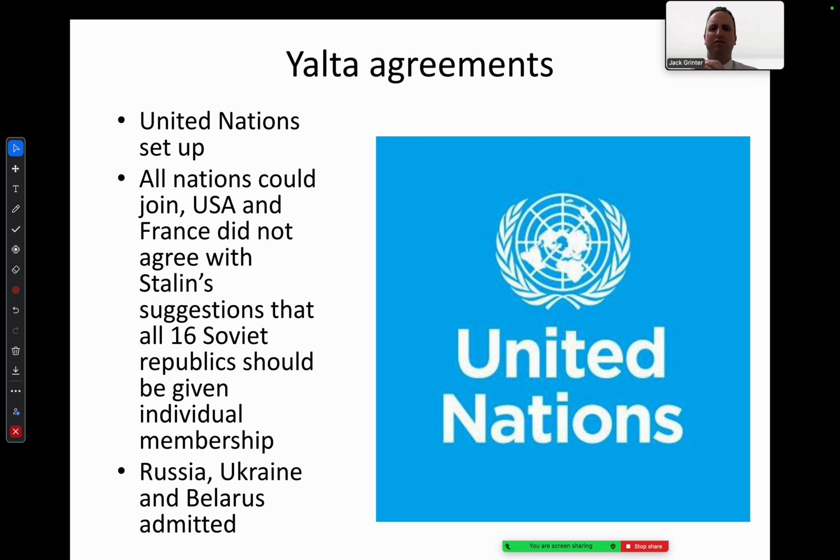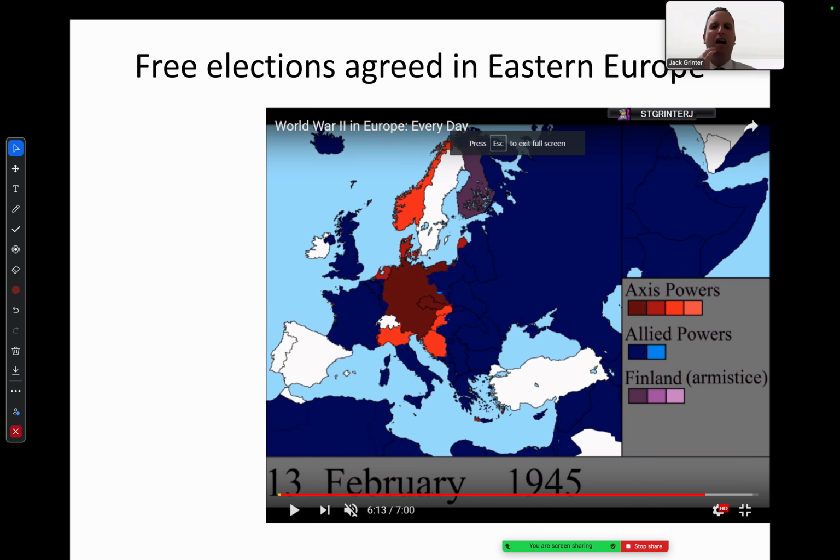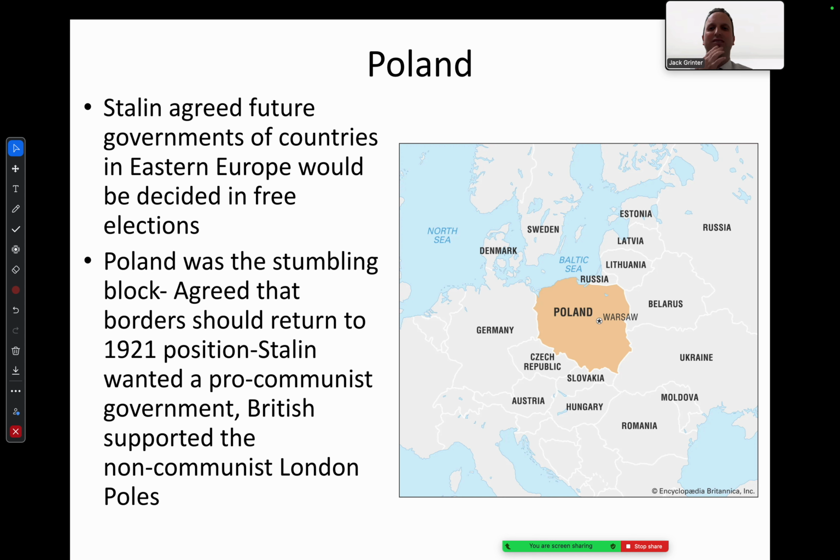And we see all nations can join it. Stalin wants to have, because the Soviet Union is 16 Soviet republics, he wanted them to have individual membership. However, only 3 end up getting granted: Russia, Ukraine, Belarus. But ultimately, that means the Soviet Union is in it. Crucially as well, at Yalta, Stalin agreed that free elections would be held in Eastern Europe. He would go back on that promise.